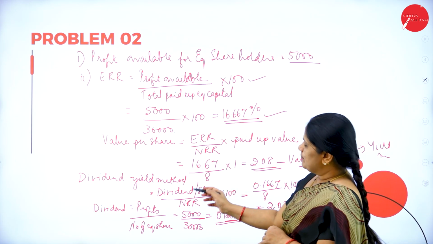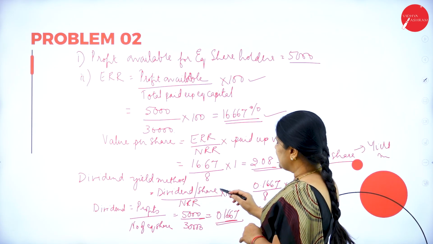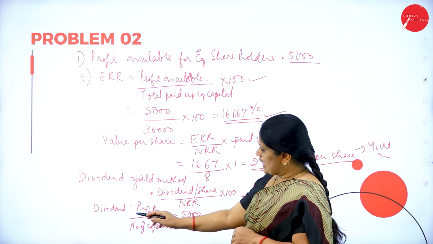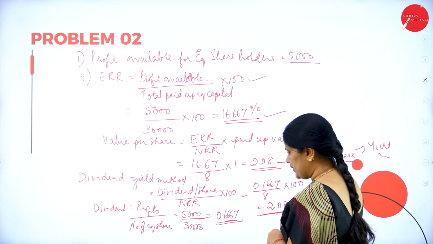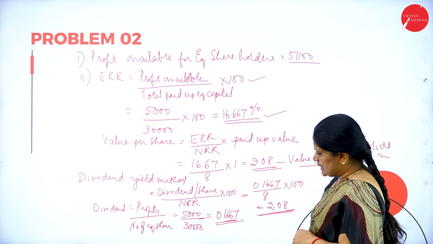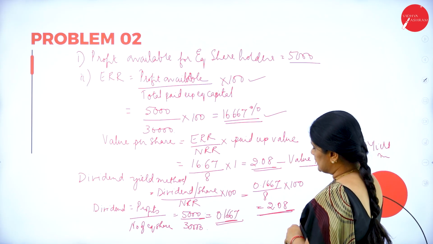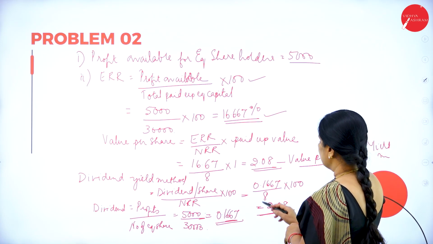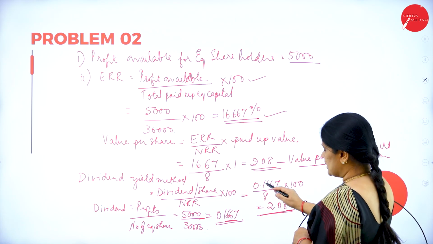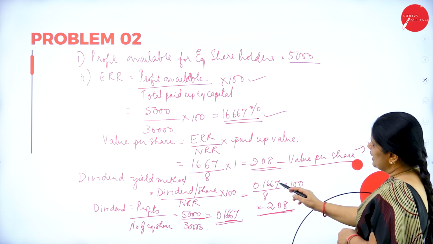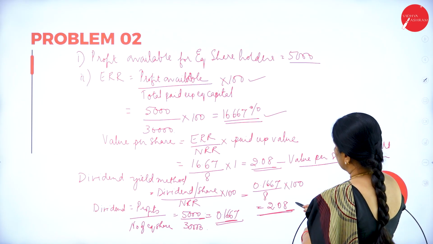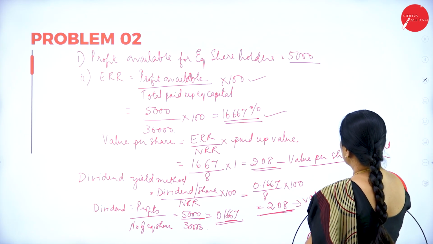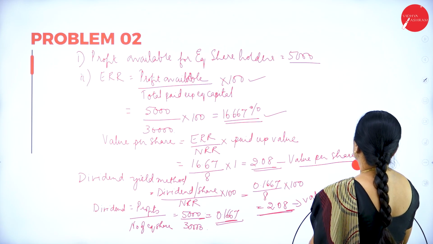Then the dividend yield method, we have the dividend per share by NRR into 100. Now, to calculate the dividend, we have the profits divided by number of equity shares. The profits is 5,000, number of equity shares is 30,000. So, it comes up to 0.1667. So, when I substitute the values here, 0.1667 divided by 8 into 100, so 2.08, this is the value per share.